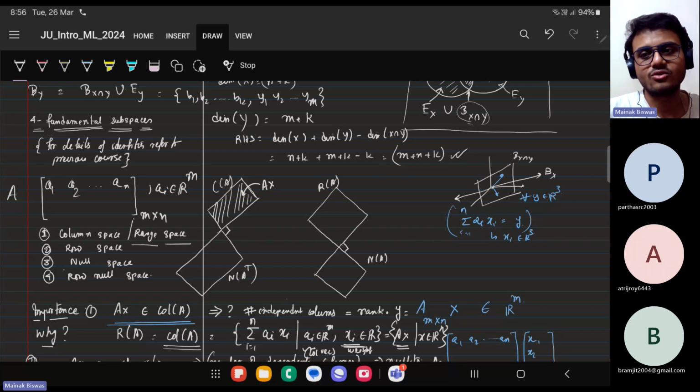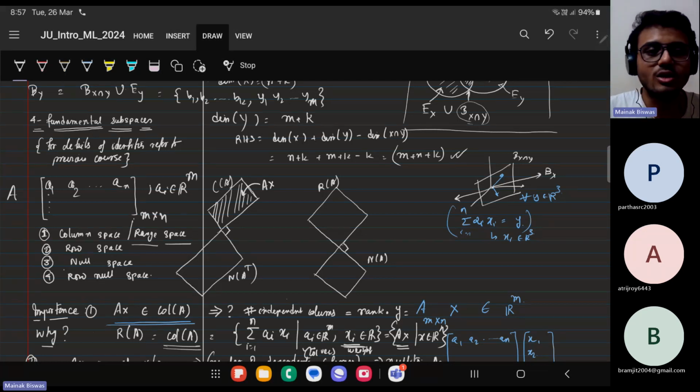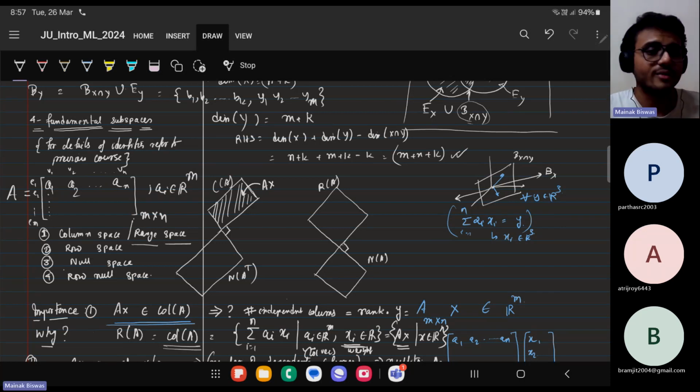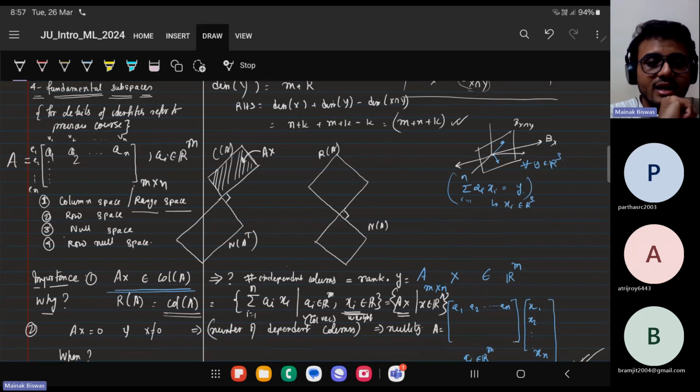If we started from M equations and N unknowns, then along the rows are your equations and along the columns are your variables, right? These are your variables v1, v2, vn, and this is your equation 1, equation 2, em. So now is it clear? You take any x and multiply it with A, you get the column space.